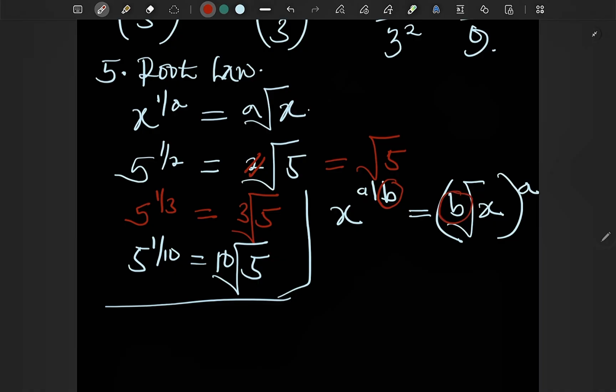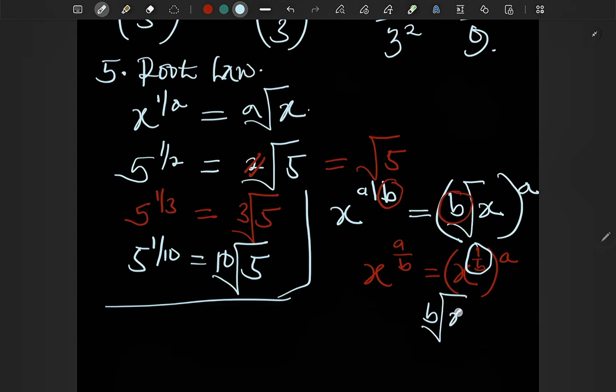Then we have this. We can look at it in this light. X raised to power a over b. We can look at it in this light, saying this is the same thing as x raised to power 1 over b, all raised to power a. Therefore, this becomes your root. B root of x, you have your raised to power a.